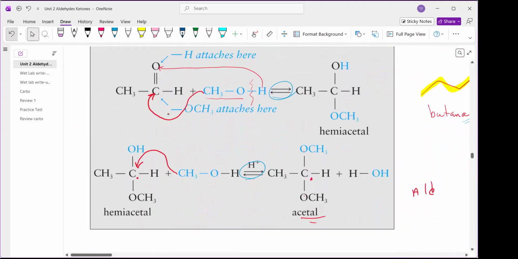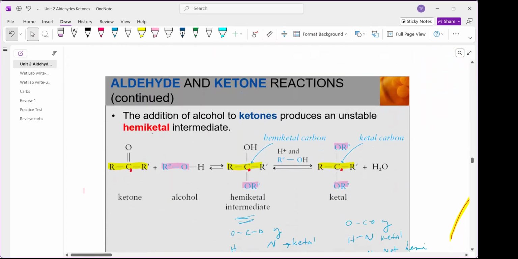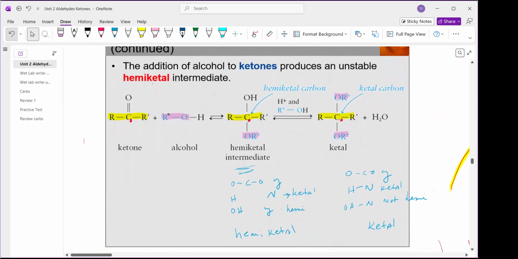Okay, so if we start with a ketone and an alcohol, we form the hemi version of that, which is called a hemi-ketal. So the ketal, ketone, acetal, aldehyde. Okay, so the first thing is, just like with a hemi-acetal, I'm going to form an OH intermediate. We add another alcohol, we're going to form the full-blown one.